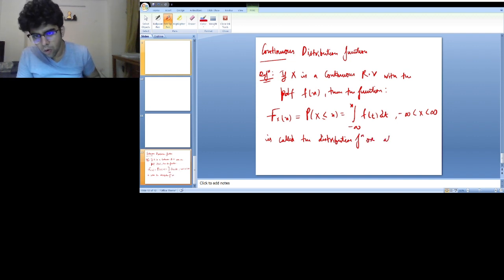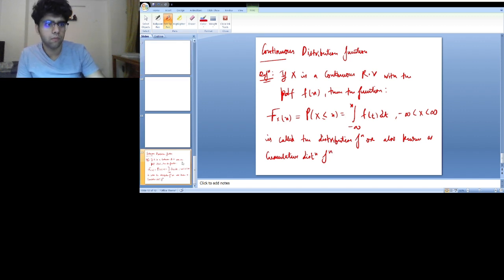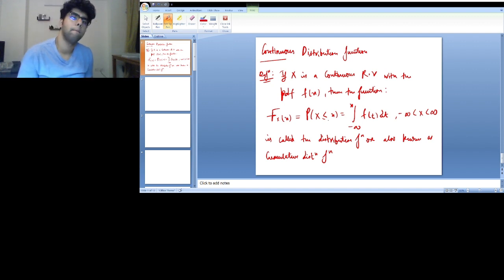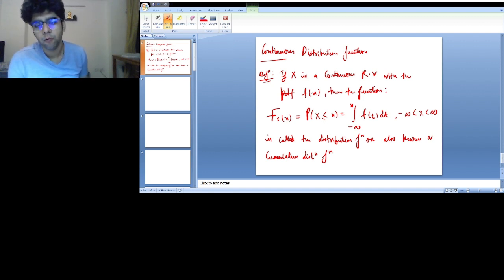also known as cumulative distribution function. Continuous distribution function. If X is a continuous random variable with the PDF f_X, then the function F_X(x) equal to probability X less than or equal to x, integrating this PDF over the limits minus infinity to x, is called the distribution function, also known as cumulative distribution function, right?